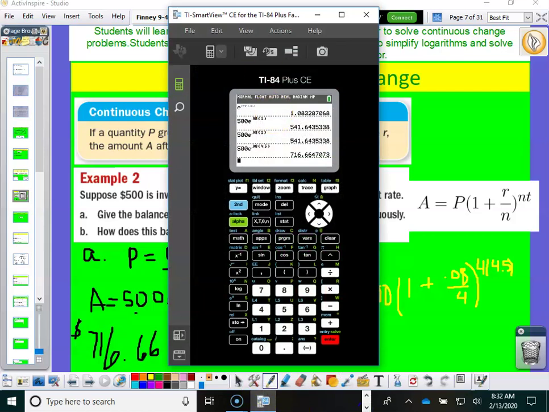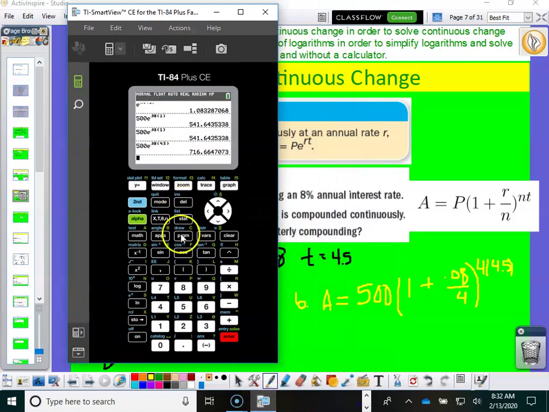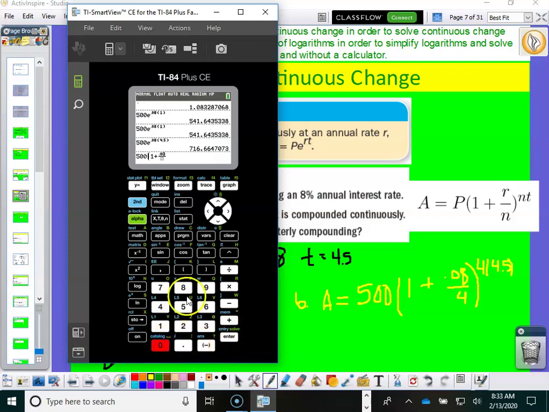And so now what I want to do is type that into my calculator. So I've got my calculator. I'm going to scooch it over so I can see what I'm typing. I got 500 parentheses 1 plus, and if you want to do it as a fraction, do it as a fraction. Okay? So I've got 0.08 divided by 4, close the parentheses, to the 4 times 4.5.